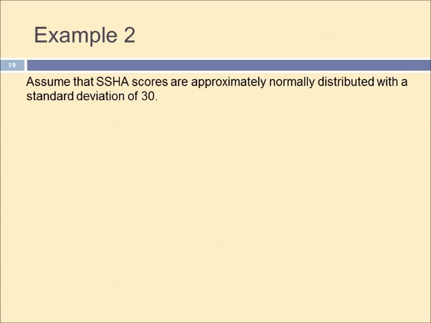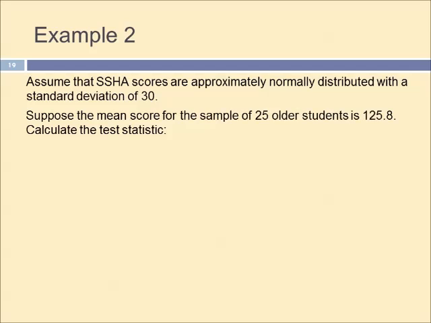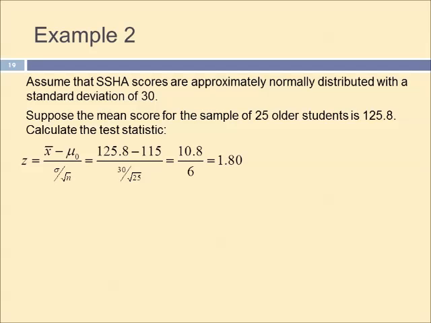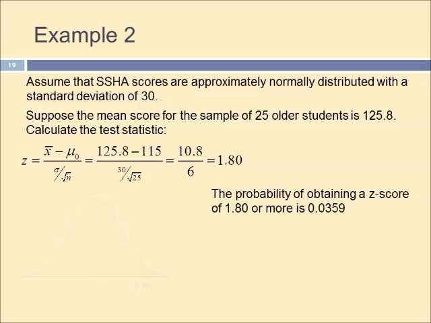Now let's have the same assumptions, but this time let's suppose that we get a sample with a mean of 125.8 rather than what we had before. Is this evidence that the mean of older students is higher? So again, we calculate a z-score, 125.8 minus 115 over 30 divided by the square root of 25, and we get a z-score of 1.8.